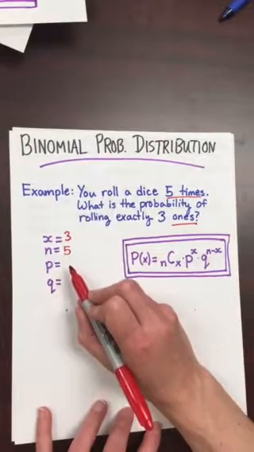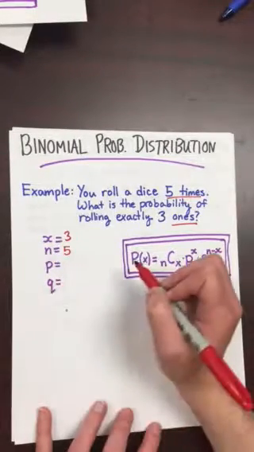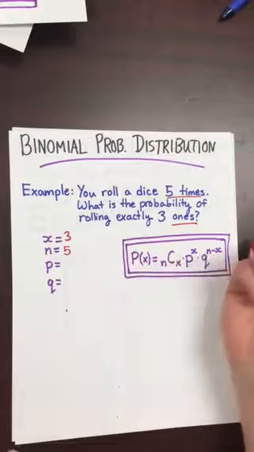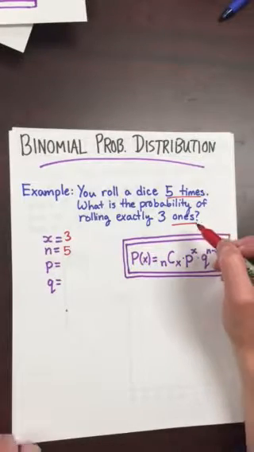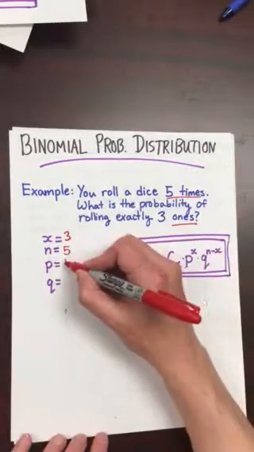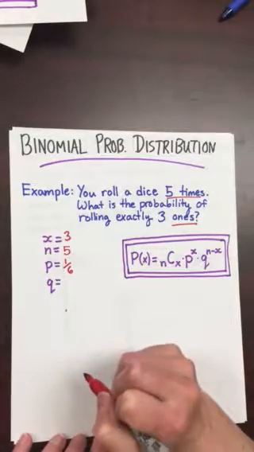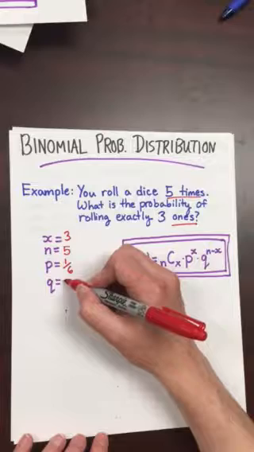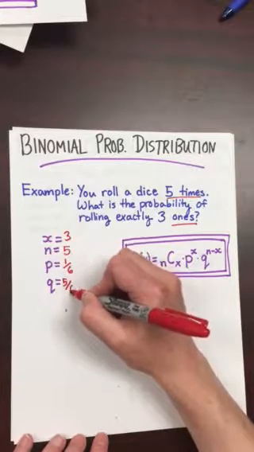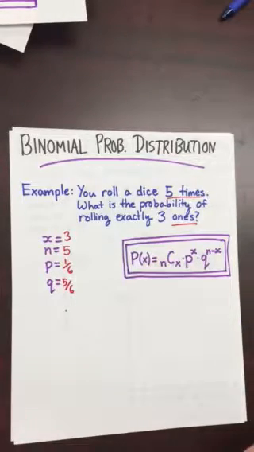P is the probability of success on a single trial. The success is rolling a 1. The probability of rolling a 1 on a single trial is 1 in 6. And Q is the probability of failure on a single trial. So the probability of failure on a single trial is 5 in 6, or 1 minus 1 in 6.